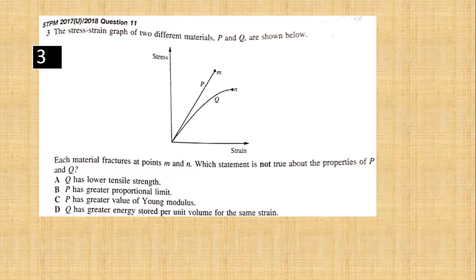Okay, the stress strain graph of different materials P and Q are shown below. Each material fractures at point P and N. Which statement is not true about the properties of P and Q?